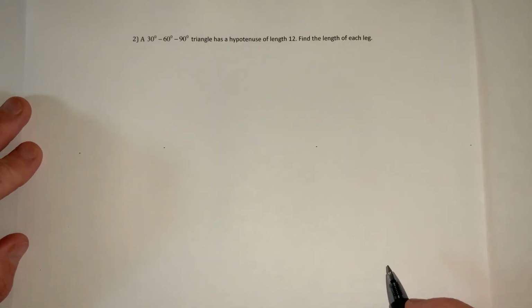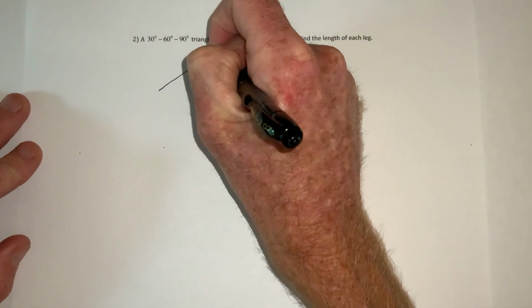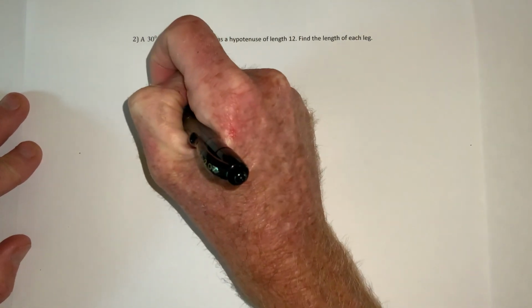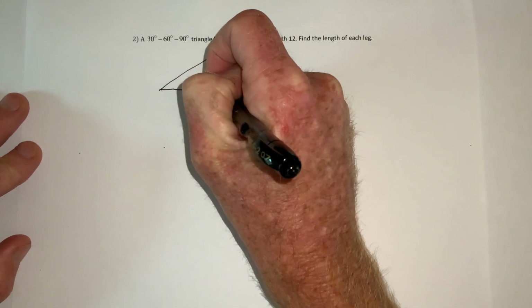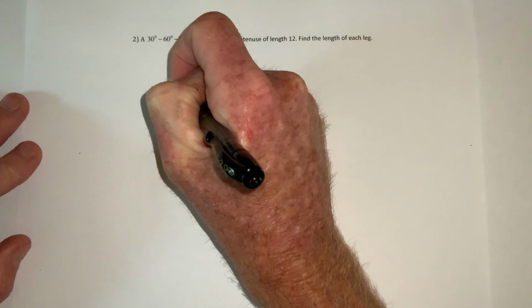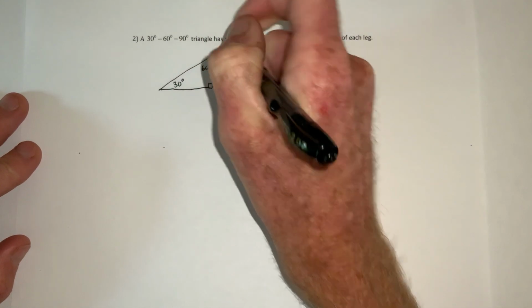Problem number 2, 30, 60, 90 triangle. So let me sketch approximately a 30, 60, 90 looking like this. This is going to be the 90. I'm going to label this one as 30 degrees and this one is 60 degrees.